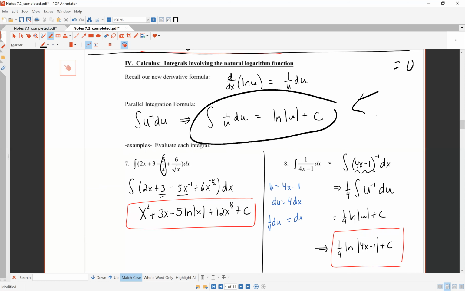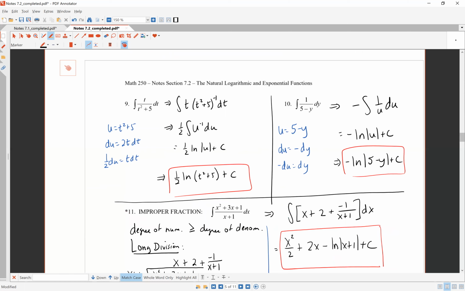So the integral of dx over 4x minus 1. Well, you can use substitution. It's not necessarily so obvious. Let u equal 4x minus 1. So 1/4 du equals dx. That turns into 1/4 the integral of 1 over u du. So you get 1/4 natural log of u plus c, and then go back to the original variable. This is kind of a reasonable problem, I think.